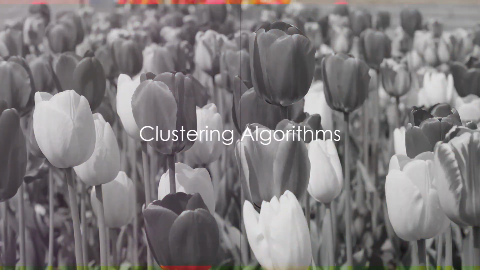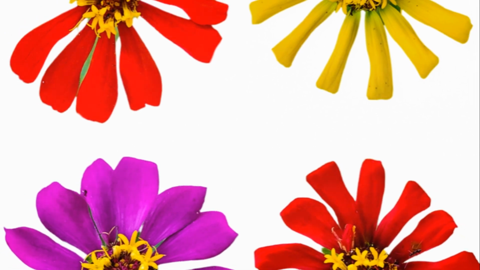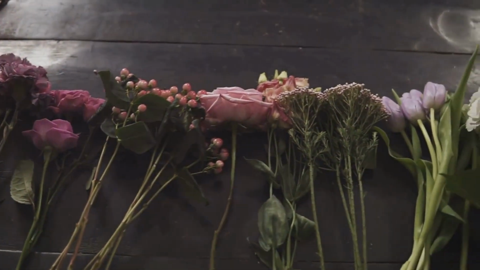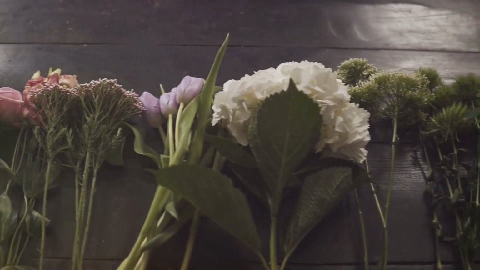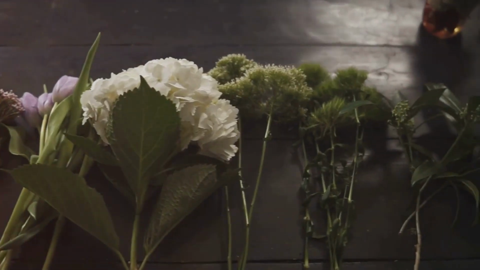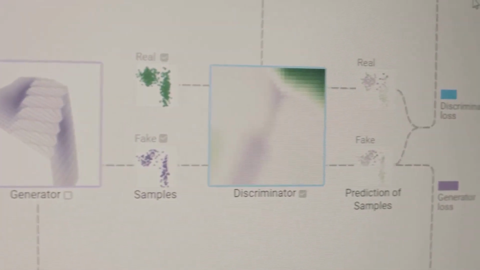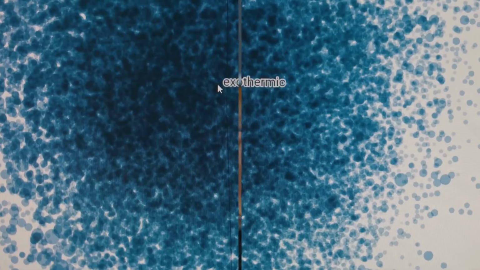Imagine you're in a field filled with different types of flowers. You want to group them based on similar characteristics, say color or petal size. This is the essence of clustering, the process of identifying and grouping similar items in a dataset. In the realm of machine learning, this process is often automated using clustering algorithms. There are numerous clustering algorithms, but we'll focus on two popular ones: k-means and hierarchical.